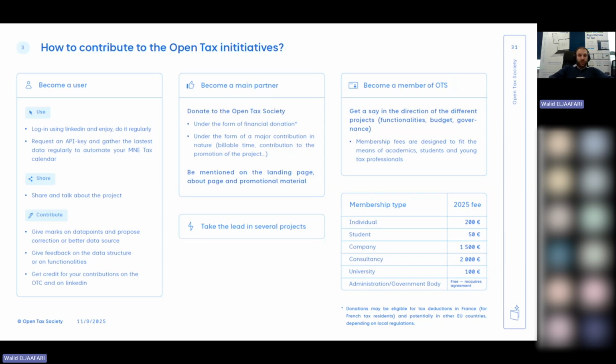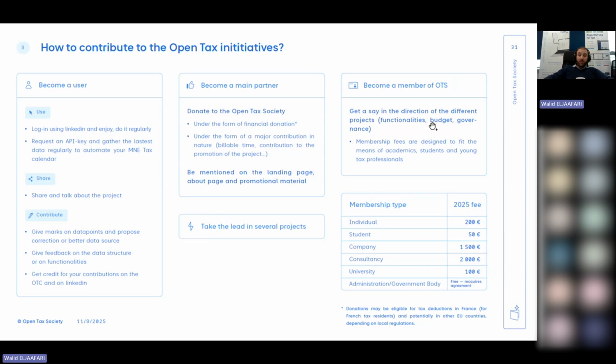Of course, this will be considered as a donation in the end, but if you have time to spare or if you want to contribute in a significant manner, you're welcome to become a main partner and give of your time if you want. You can even take the lead in some of the projects. If you want to be the one in charge of developing and building the OpenTP benchmarks, you're more than welcome. Because it's not something that is owned by a team, it should be owned by the community.